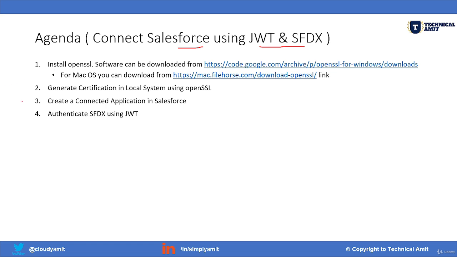These are the few steps that we will follow here. We are going to install OpenSSL for Windows and Mac OS. You can download it from these links. Then we are going to generate an SSL certificate using OpenSSL. We'll create a connected application inside our Salesforce environment, and then we will authenticate SFDX using JWT.